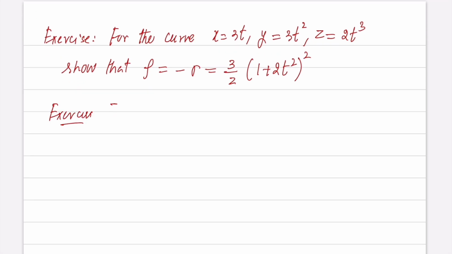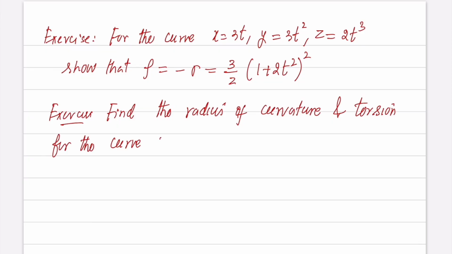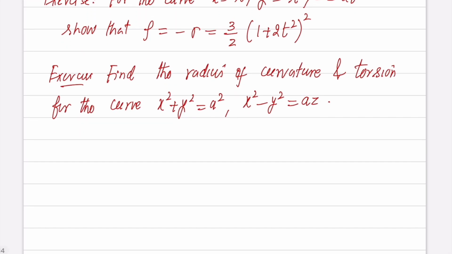Find the radius of curvature and torsion for the curve x square plus y square equal to a square, x square minus y square is equal to az. Now here, when we are given a curve as the intersection of two surfaces, we will always try to write down that curve in the parametric form. Here it is not so difficult if we put x equal to a cos theta. This first curve is the circle, so x is equal to a cos theta, and we can take y is equal to a sin theta. Then evaluating the difference x square minus y square, we will get z is equal to a cos 2 theta.